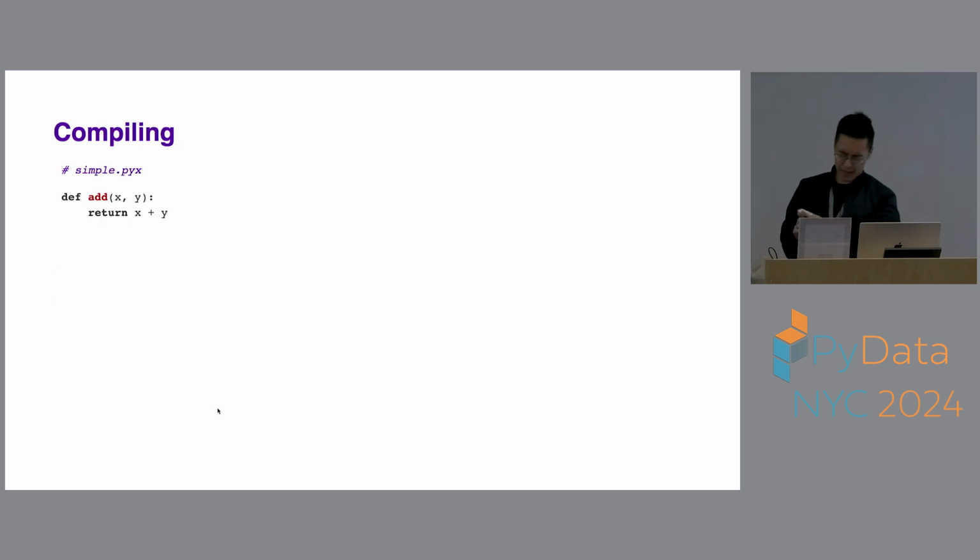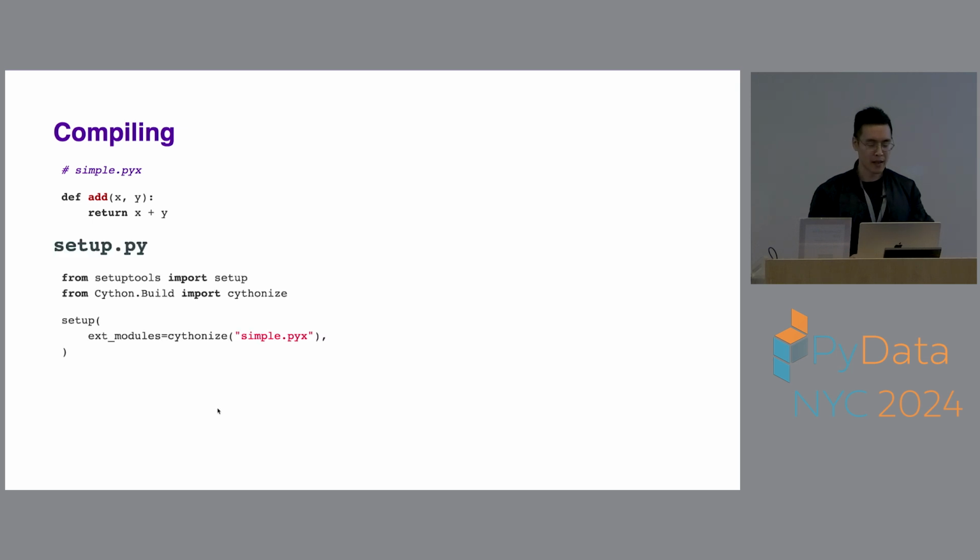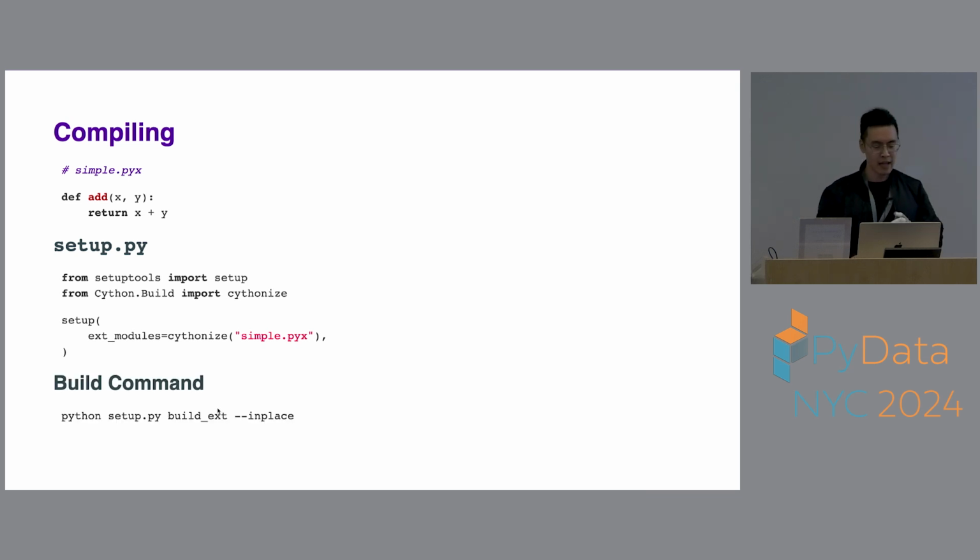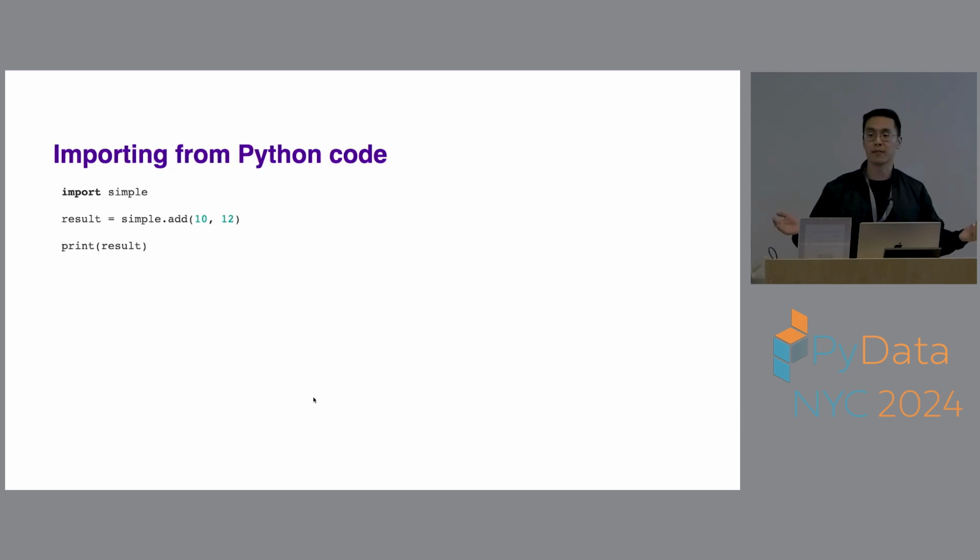This is the simplest example I could think of for compiling something. I call this simple. It adds two numbers. The way you compile it is you introduce a setup.py. Who here has written a setup.py before? Okay, good, this is for you. You could compile your simple.pyx by running a build command, and all this is the boilerplate you need. When you run this command, you get a module called simple. You import it from Python and you run it. That's it. That's the bare minimum example.